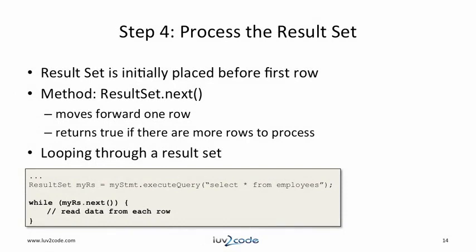For step 4, we'll process the result set. The cursor is initially positioned before the first row in the result set. We can make use of the resultSet.next method to move the cursor forward one row. This method also returns true or false if there are more rows to process. So we can use this in a loop to process each row in the result set, while myrs.next, read data from each row.